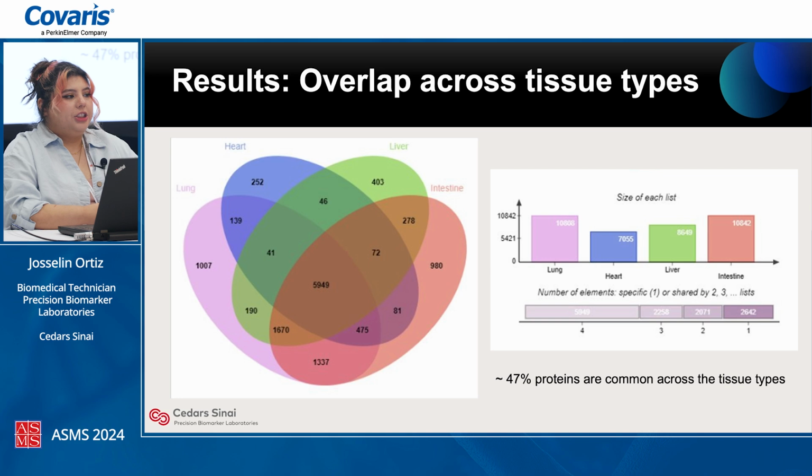So we were also interested in seeing what the unique proteins of each tissue type were, as well as the overlap across the different tissue types. And so this Venn diagram illustrates just that. So 1,007 proteins were unique to lung, 252 were unique to heart, 403 were unique to liver, and 980 were unique to intestines, and 5,949 proteins were shared across the different tissue types. So around 47% of proteins are common across the different tissue types.